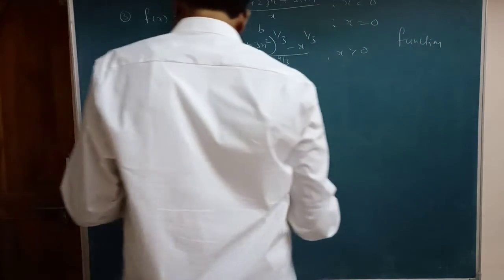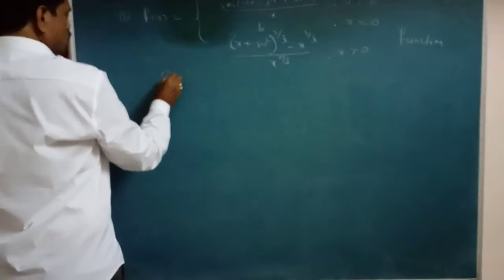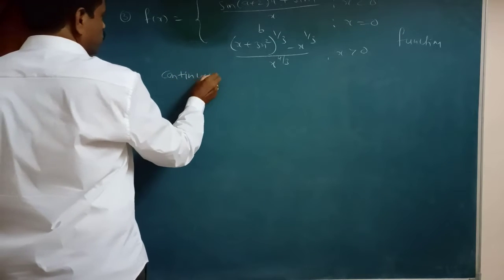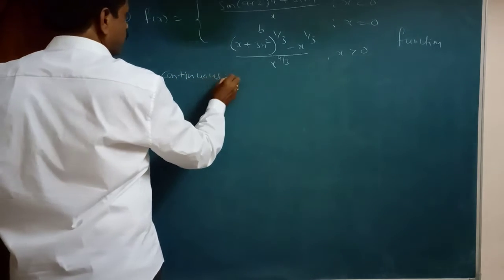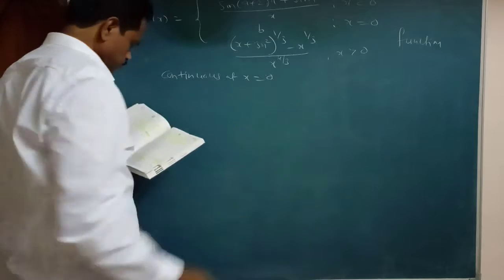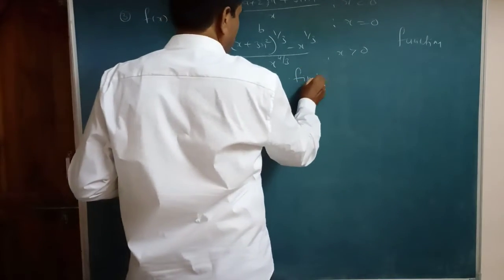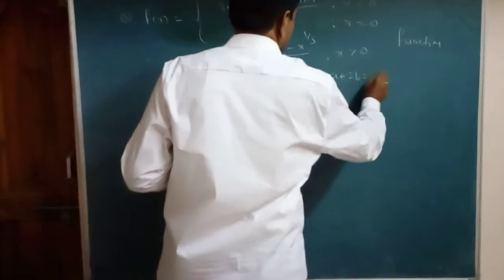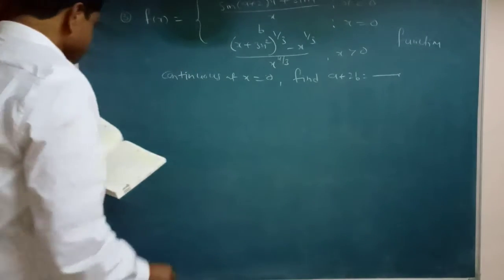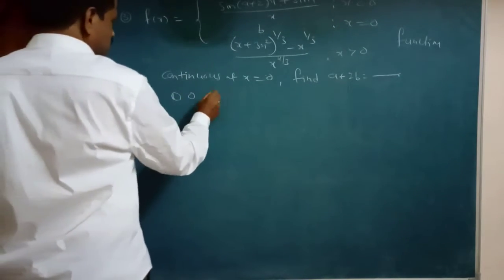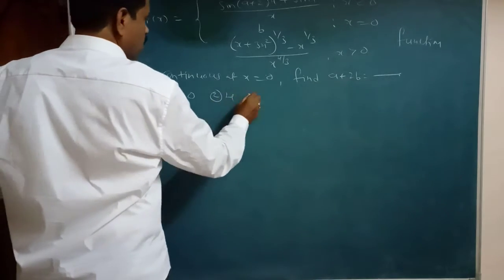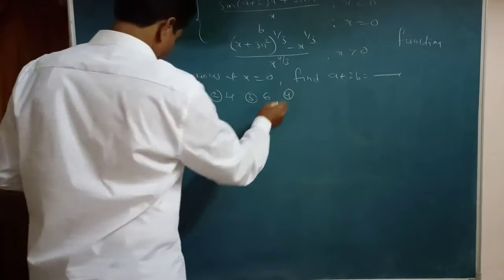The function continues at x equal to 0. Find a plus 2b. The first one is 0, second one is 4, third one is 6, fourth one is 8.